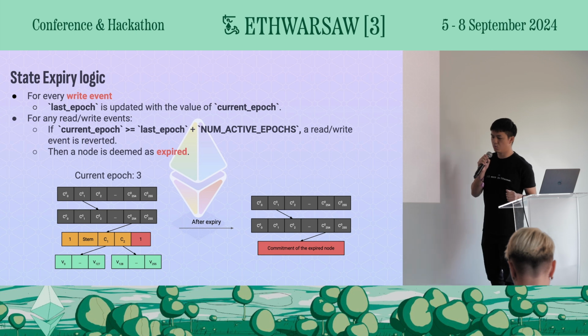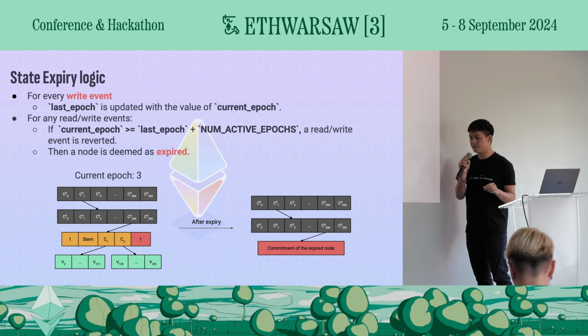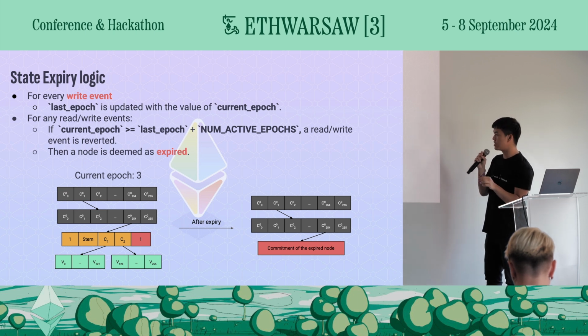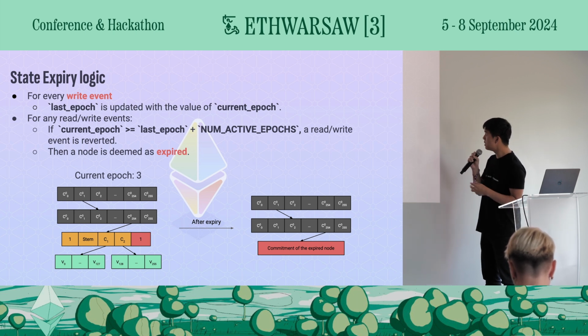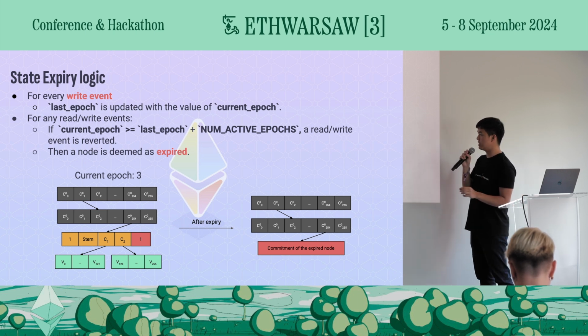So how it works is that for every write event, this last epoch field is going to be updated with the value of the current epoch. And for any read/write events, if the current epoch is greater than or equal to the last epoch plus num-active epochs, which in our case is 2, the read/write event is reverted because the tree node is deemed as expired.